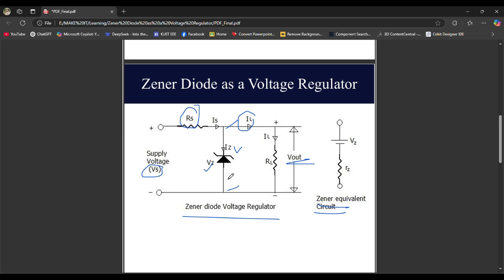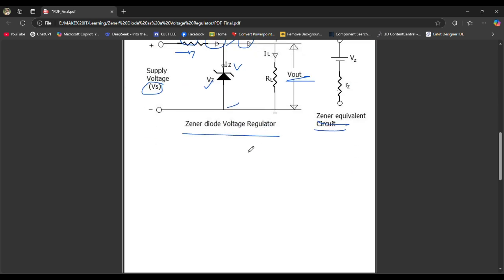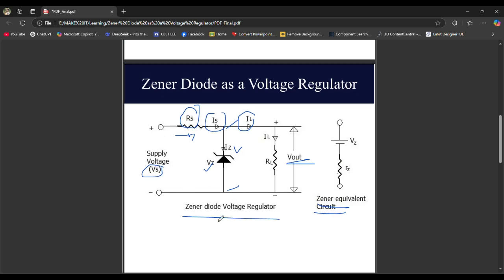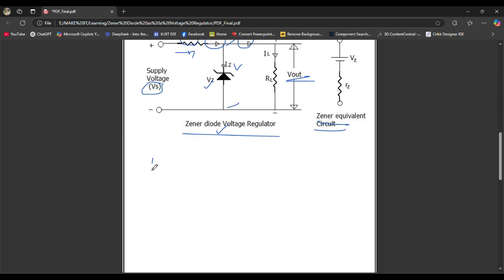So we can say Vz is equal to Vout in all the cases. And in the circuit, Is is flowing, so we can say that Is is divided into two parts, which are Iz and IL. So in this voltage regulator, we have two cases, right? First case, Vs will be constant. We won't change the input voltage, but we will change the output resistance, or we will change the load.